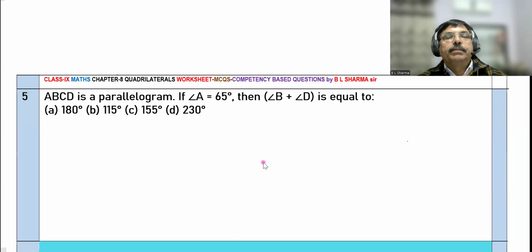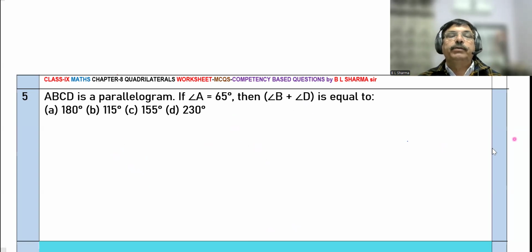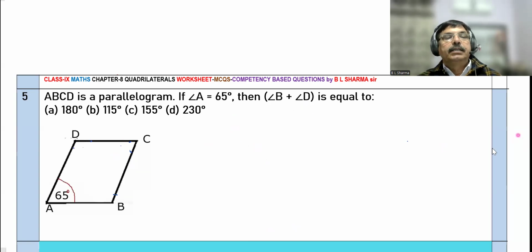ABCD is a parallelogram and angle A is equal to 65 degree. Then what about the sum of angles B and angle D? You have to draw the diagram for it. Diagram sometimes is not given in the question. That is why, first of all, we have to visualize it. This is a parallelogram ABCD. Angle A is equal to 65.